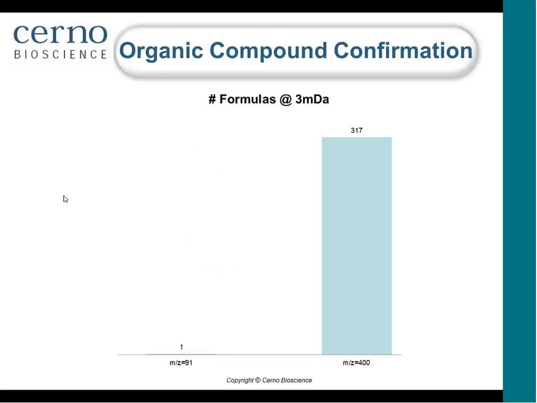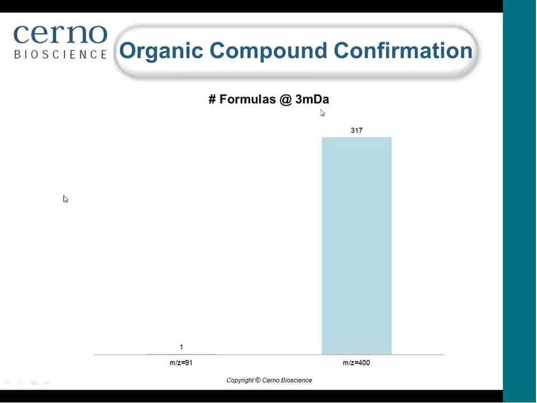where for a smaller compound at 91 Dalton, for example, if you can measure the mass to within plus minus 3 millidalton, there is only one possibility. So you would have either confirmed the organic compound, the synthesis, for example, or you would have identified the compound uniquely with very high confidence.